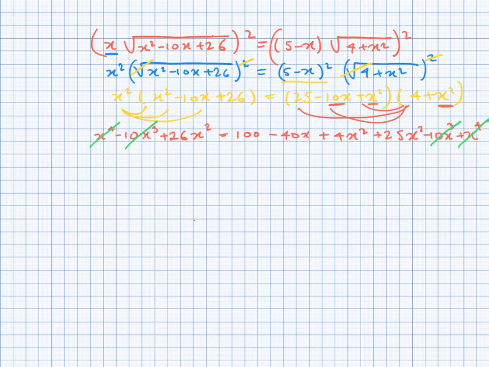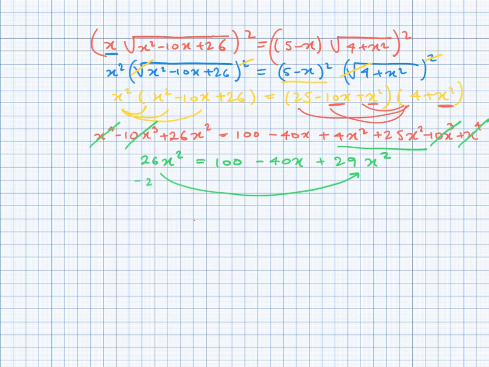So, I'm still going to go here. 26x to the power of 2 equal to 100. Let's put together negative 40x. 4x to the power of 2 plus 25x is plus 29x to the power of 2. Let's move everything to one side. So I'm going to move this to the other side, and it's going to become, it's like take away.